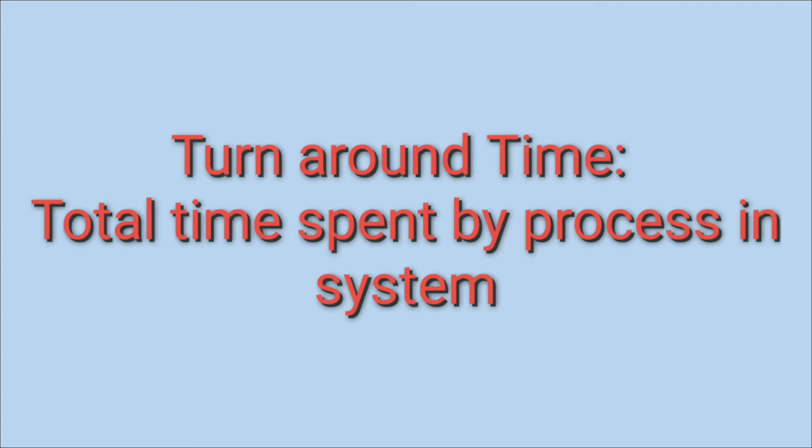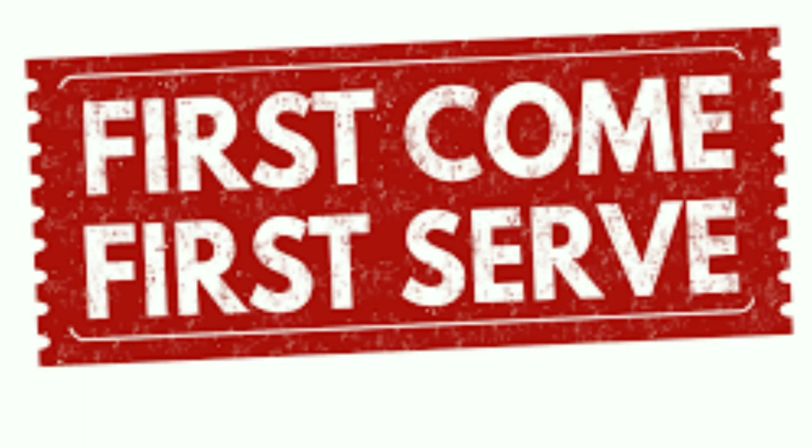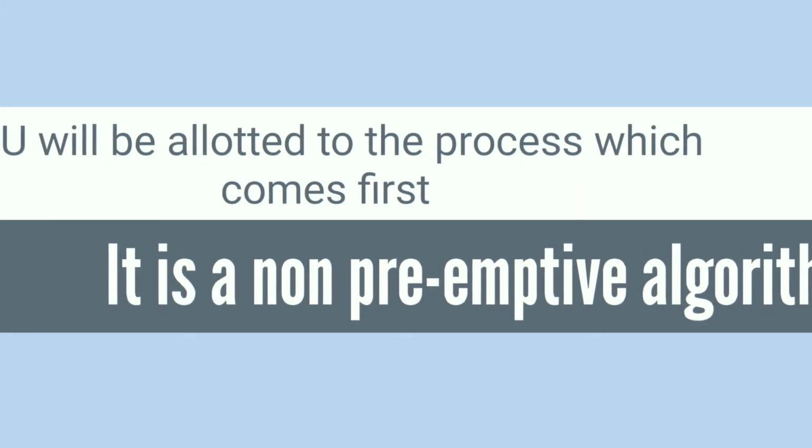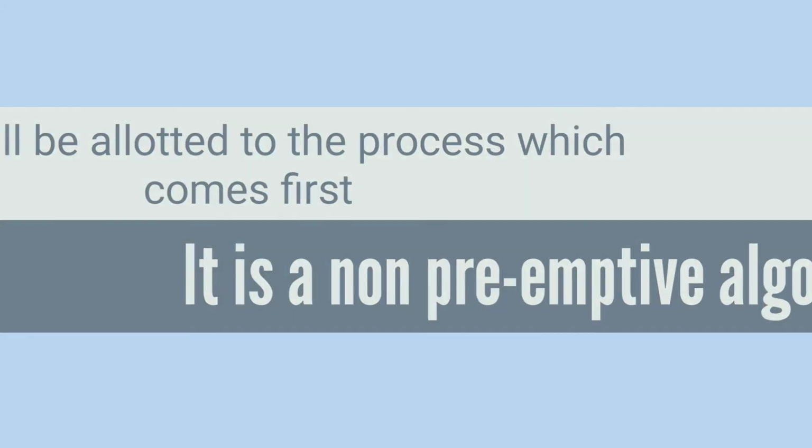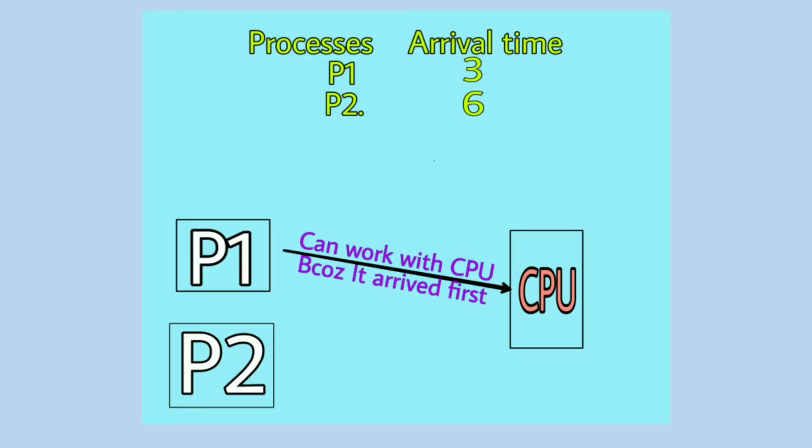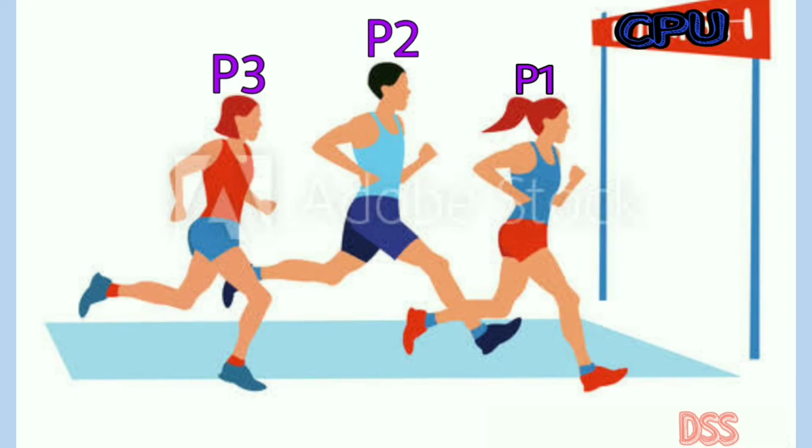It is also defined as the difference between exit time and arrival time, or the sum of burst time and waiting time. Now we're going to discuss the FCFS algorithm. FCFS means first come first serve. FCFS is a non-preemptive algorithm. According to FCFS scheduling, the CPU will be assigned to the process which arrives first. For example, let us say I have two processes called P1 and P2. P1 arrives at 3 units of time and P2 arrives at 6 units of time. So P1 arrives first, P1 will get a chance to work with the CPU. P2 should wait until the completion of P1. The basic idea is that the process which arrives first will get a chance to work with the CPU.